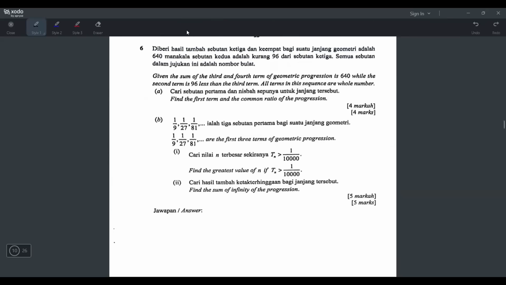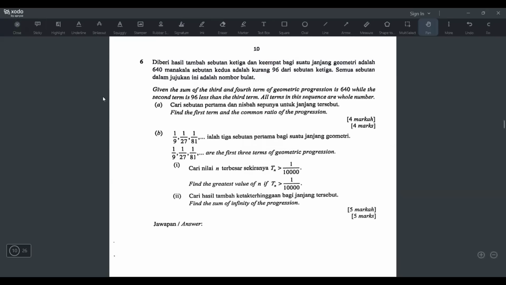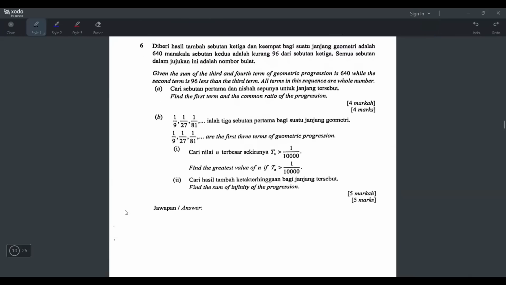Okay, let's do number 6. This looks like a progression question to me, so later we have to use the progression formula. Let's check whether it's arithmetic or geometric progression first. Given the sum of the third and the fourth term of a geometric progression is 640. So they already mentioned it's geometric, so later we have to use the GP formula. If you use the AP formula, then it's wrong. While the second term is 96 less than the third term, all terms in this sequence are whole numbers. A, find the first term and common ratio.